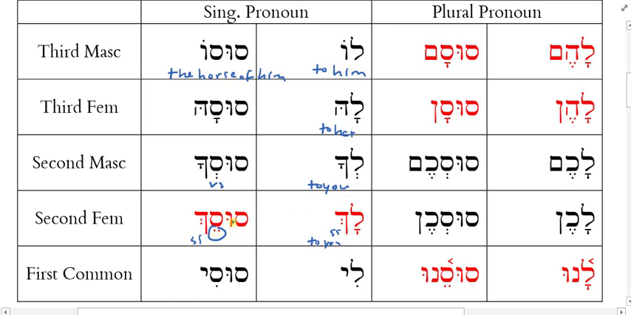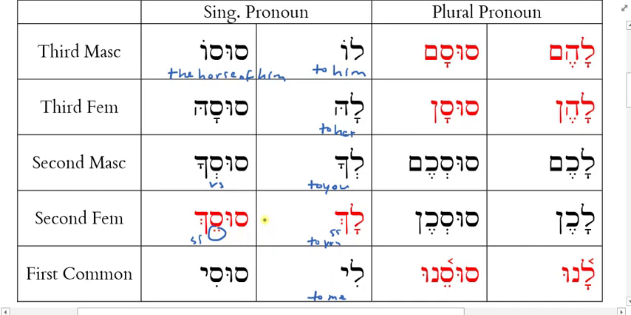Your horse. And then if I want to say to me, first common singular pronoun, it's li with a hireq yod. And if I want to say the horse of me, I use the same hireq yod, susi. All right, so no new pronouns here. It's just that I had one slight vowel change to attach this pronoun in the second feminine singular you.